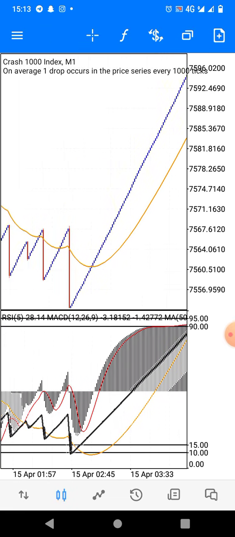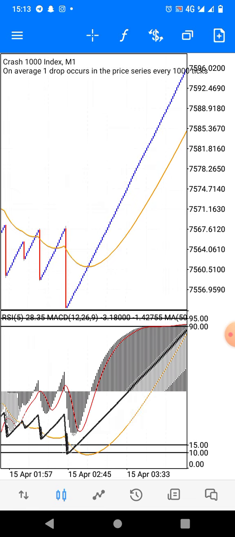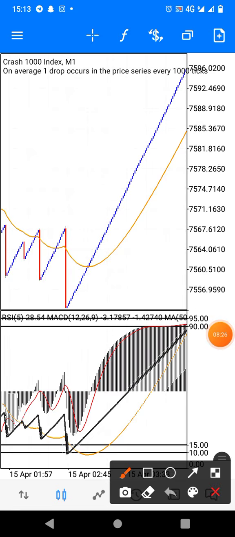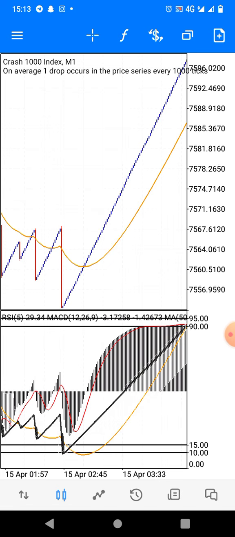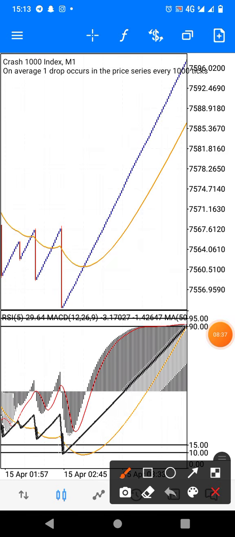Just as simple as that. So you see here, guys, look at this. Now you are not seeing the past price, you're just looking at the indicators alone.